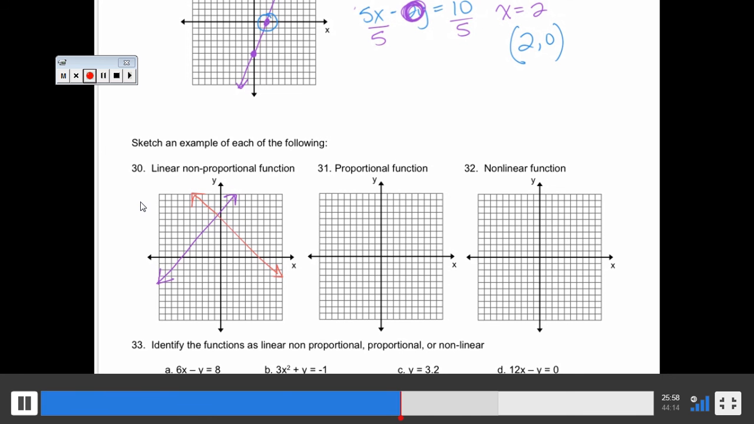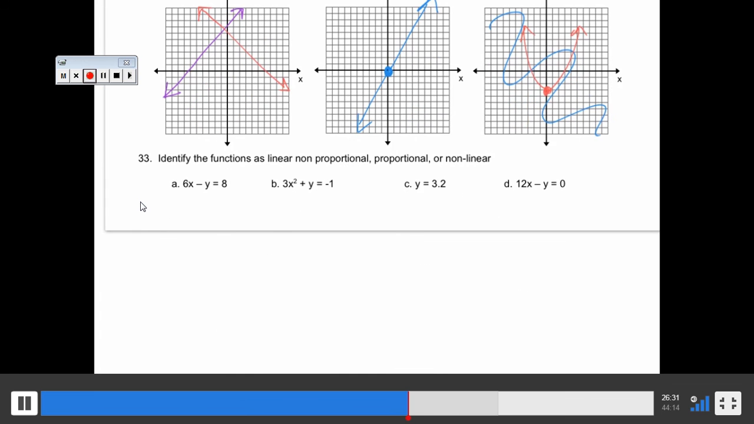If we want a proportional function, that just has to go through (0, 0). So there would be a good example. Could also have a negative slope also. And then non-linear, just anything that is not a line. So you could do something like that, or you could draw this U-shaped graph. We'll talk about those in the future. Both of those are non-linear.